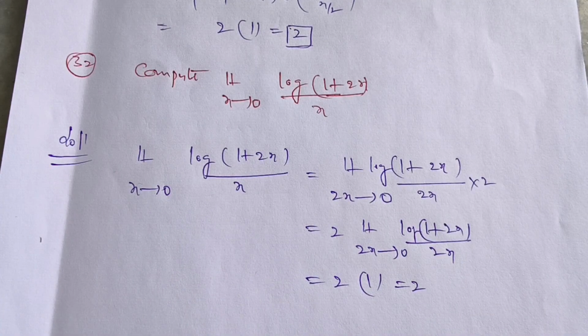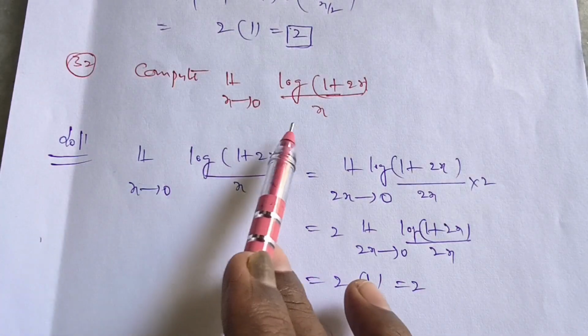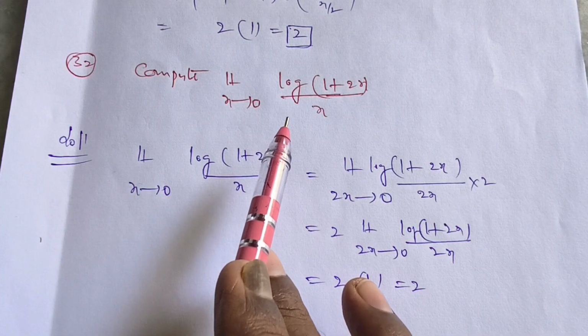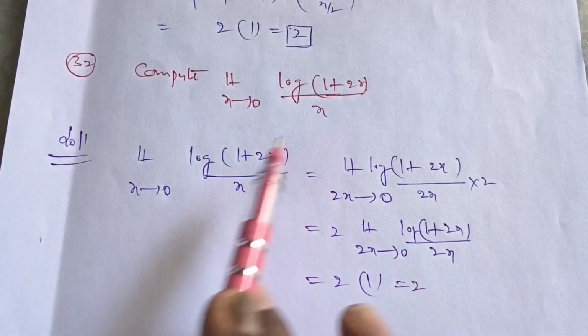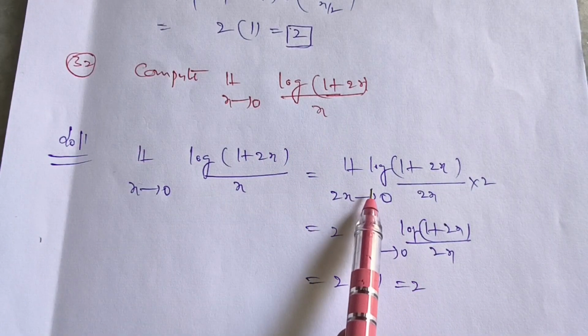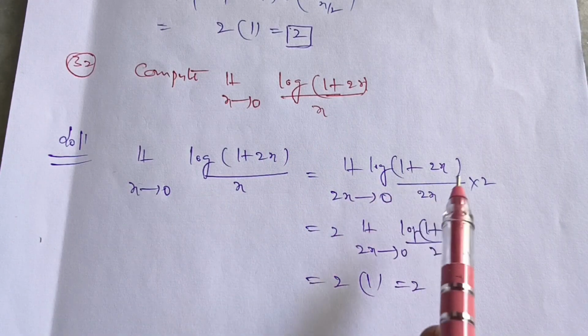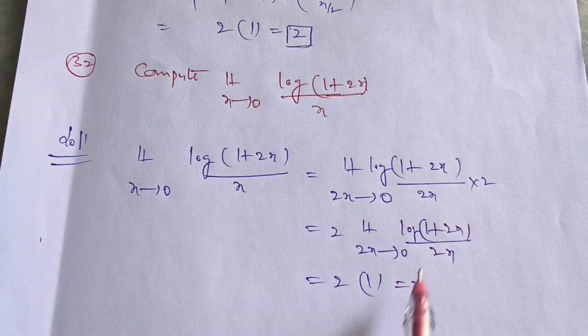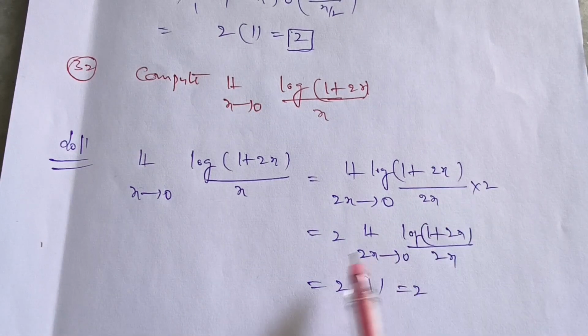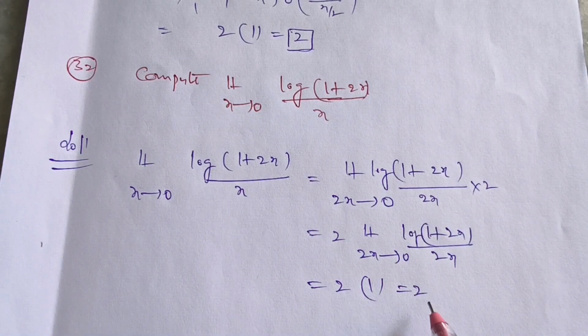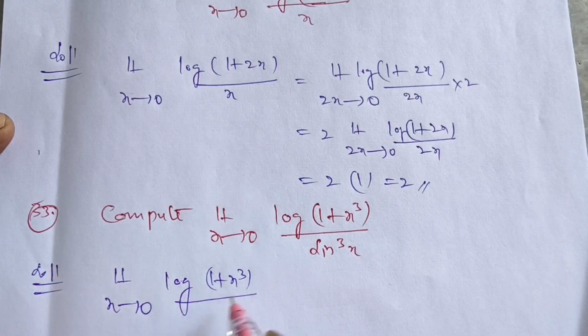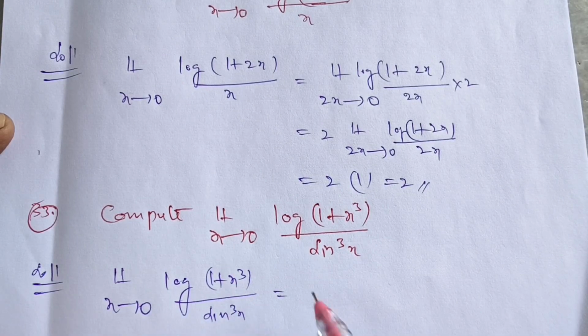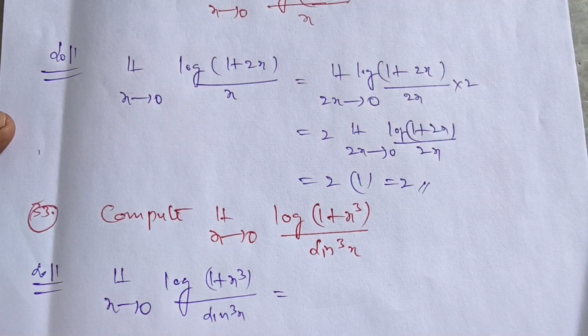Compute limit x tends to 0, log of (1 plus 2x) by x. So to solve this limit, multiply and divide by 2. Okay. So limit x tends to 0 means 2x tends to 0 also. Log (1 plus 2x) by 2x into 2. So 2 is common, taken outside. 2 into this limit x tends to 0, log of (1 plus x) by x form, it is equal to 1. 2 into 1 equals 2.